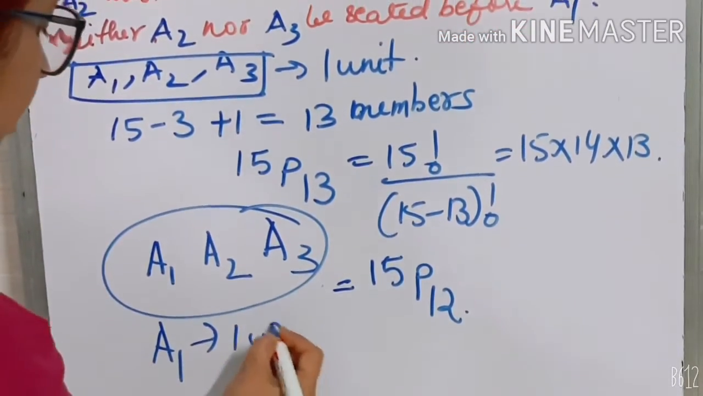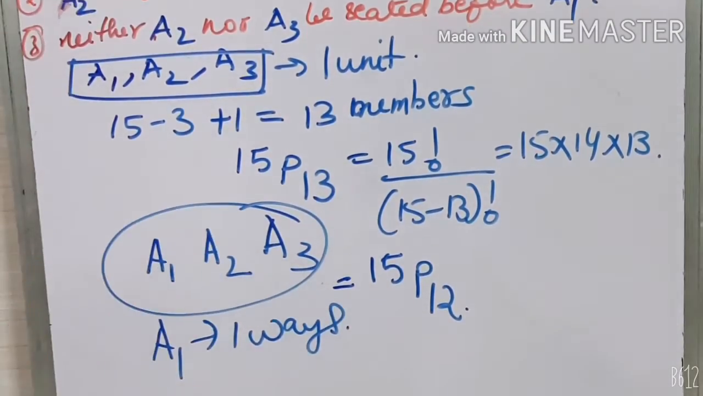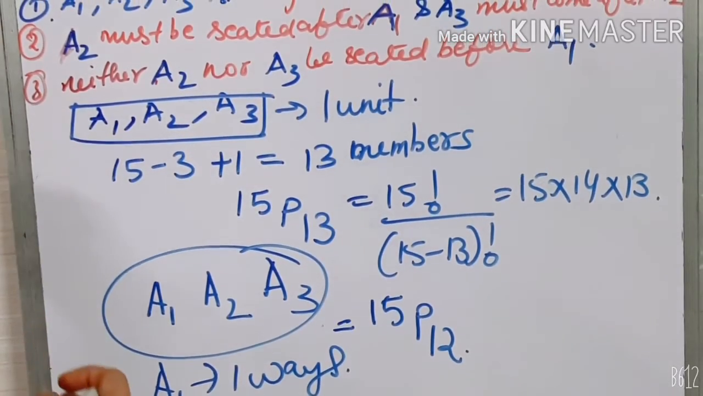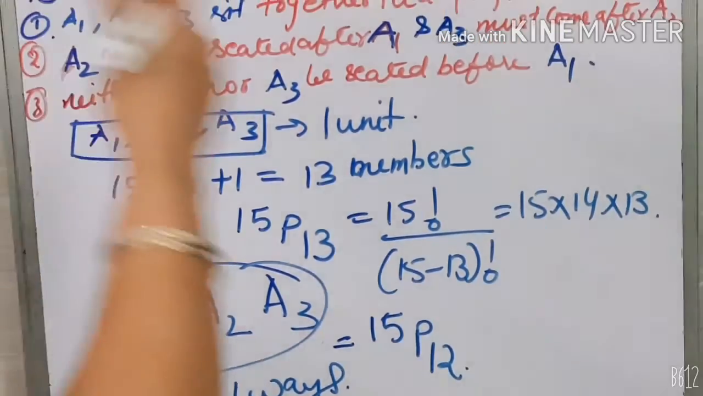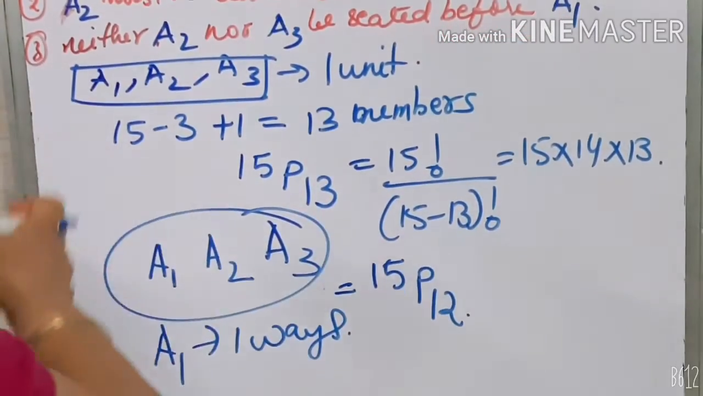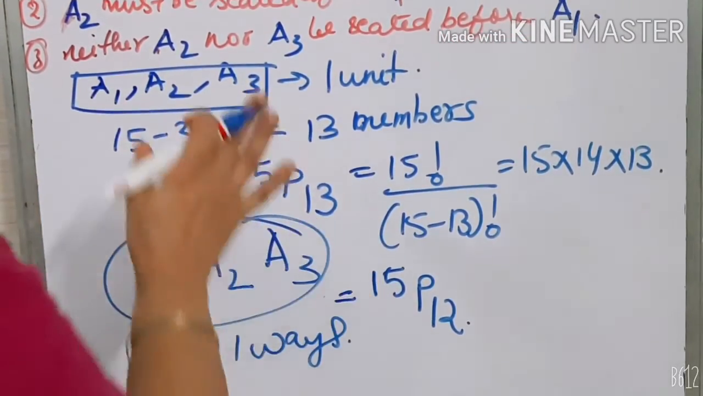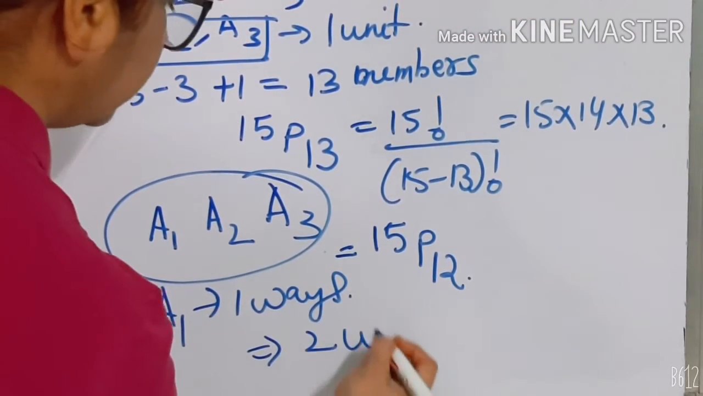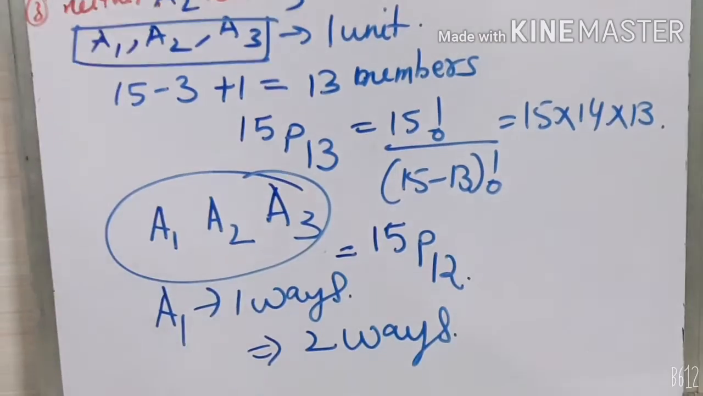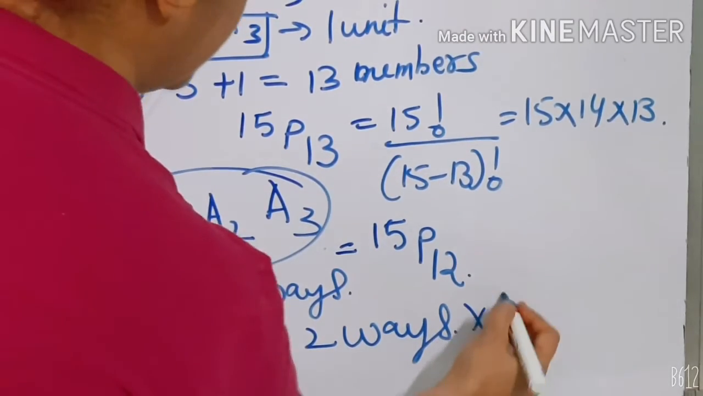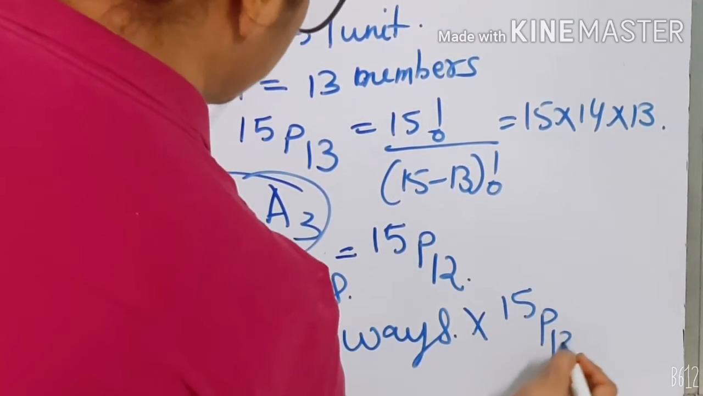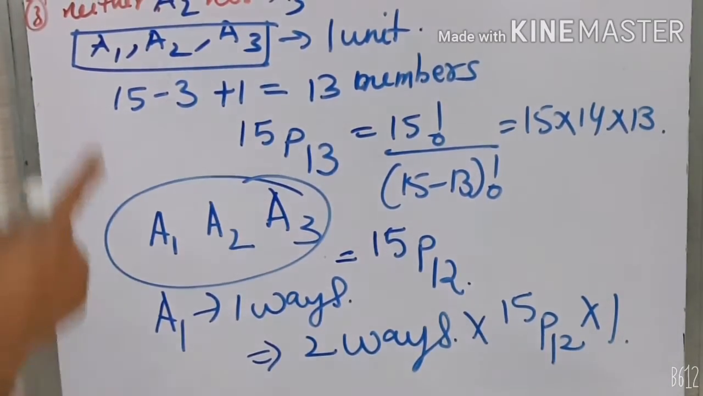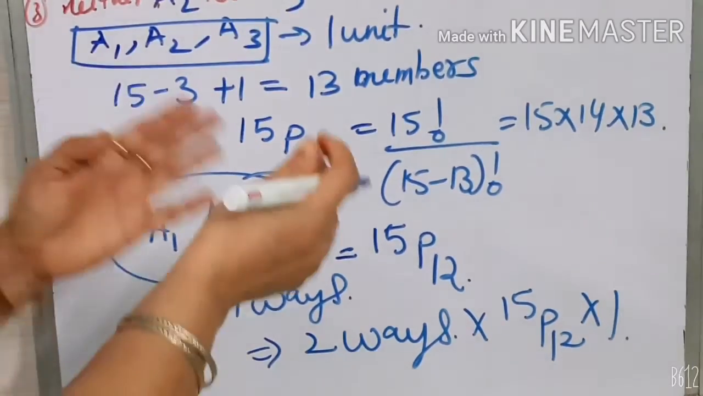Coming to the third part. Neither A2 nor A3 be seated before A1. If I am arranging A1 as the first member, that becomes one way only. Now A2 and A3, they did not restrict that you should place them on the second place, third place or fourth place, but they should not be before A1. So A2 or A3 can be arranged in two ways.